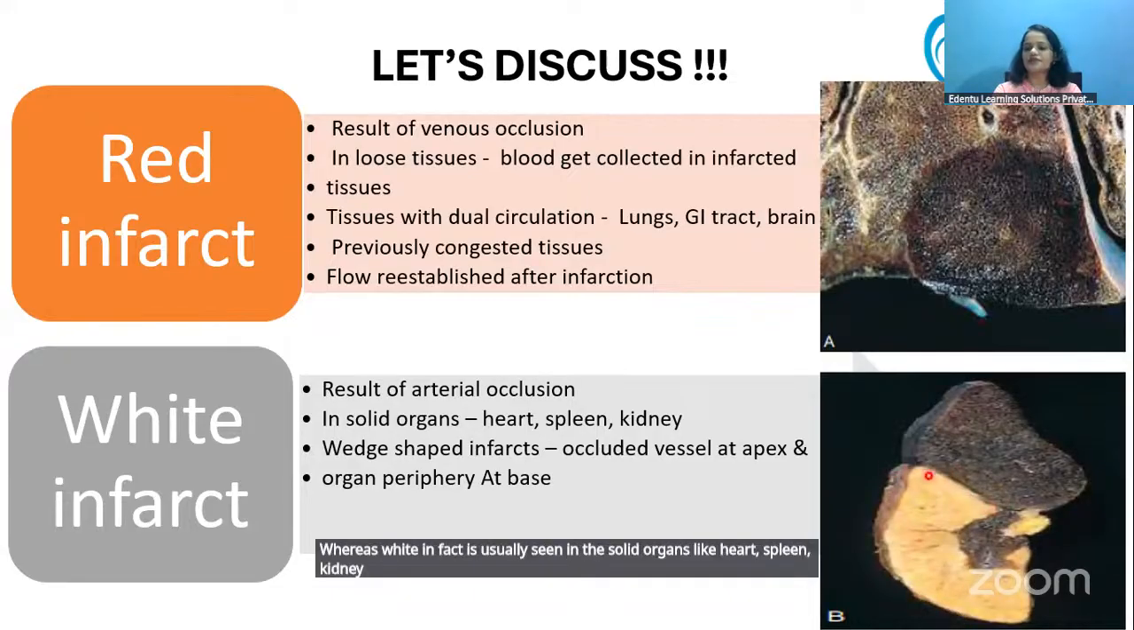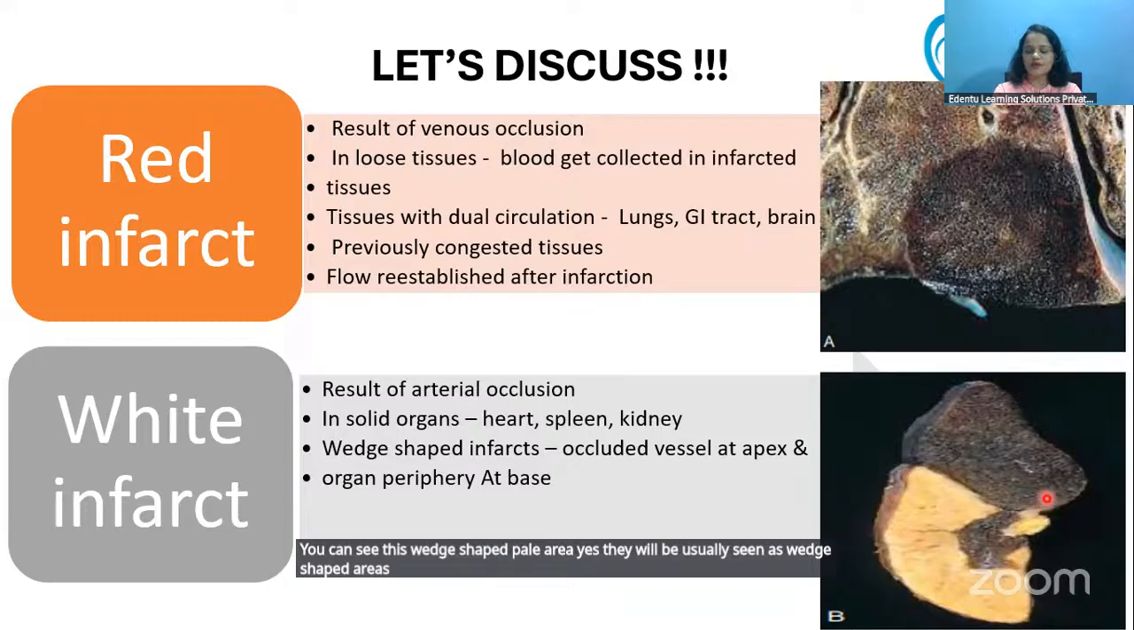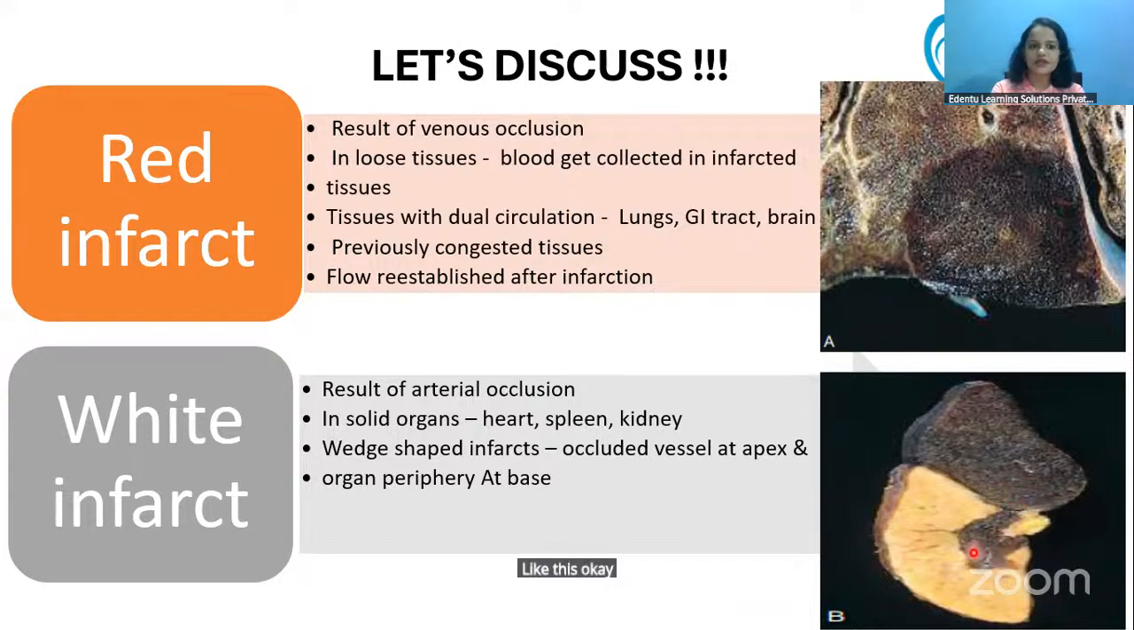And white infarct will be usually wedge-shaped like this. You can see this wedge-shaped pale area. Yes, they will be usually seen as wedge-shaped areas. The occluded vessel will be at the apex and the periphery will be at the base. So you'll be able to see wedge-shaped areas like this. So this is the main difference between the red infarct and the white or pale infarct.